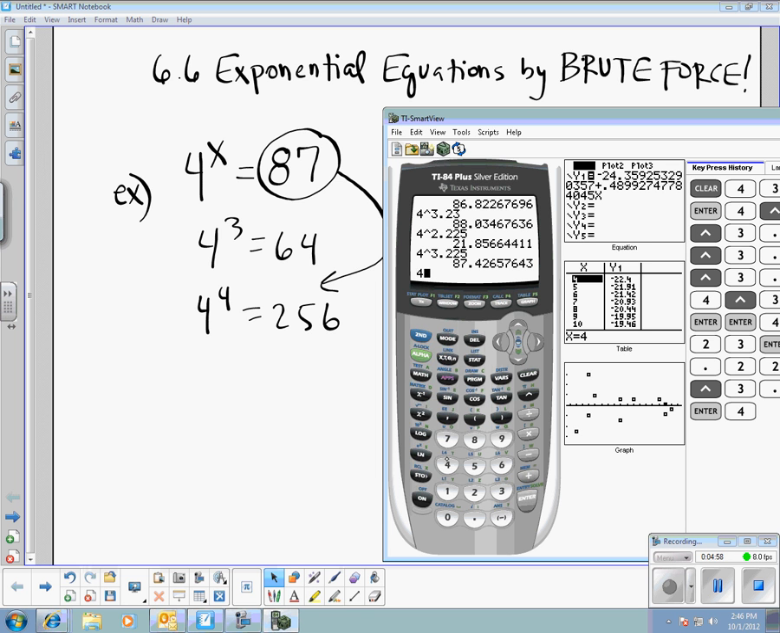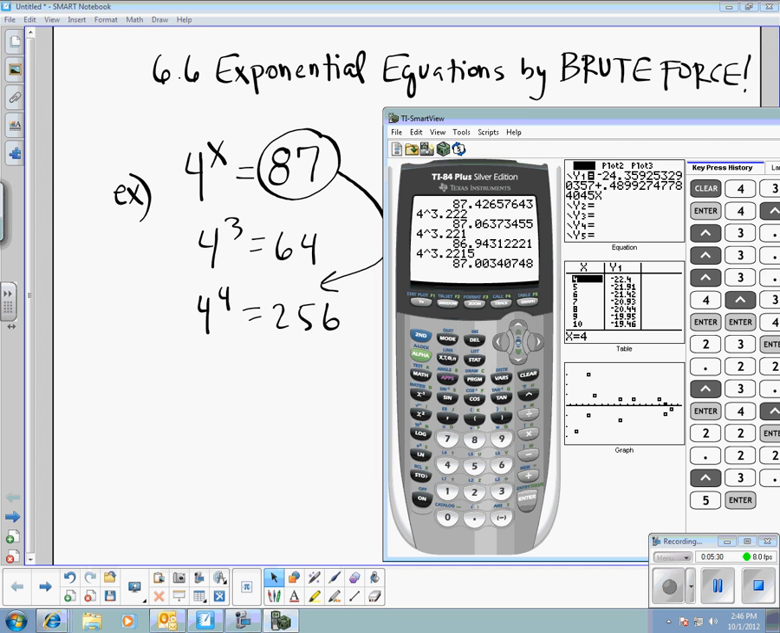So how about 4 to the 3.222? 87.06. So now I'm getting real close. I'm still a fraction high. So how about 4 to the 3.221? Okay, and I'm a little bit low. So I'm between 3.222 and 3.221, which would be 3.2215. You notice how we're adding decimal points. And that's pretty good right there.